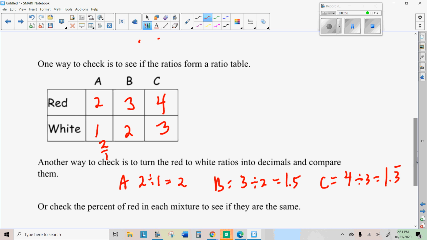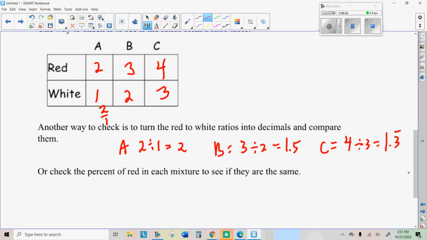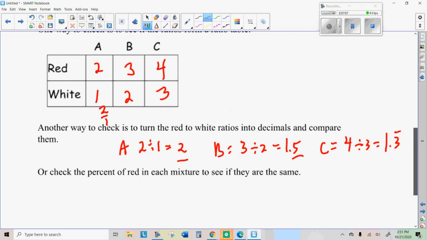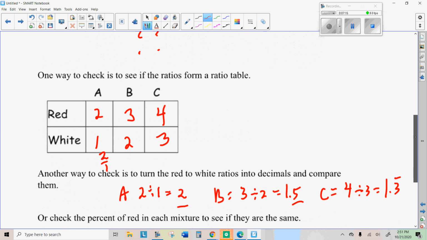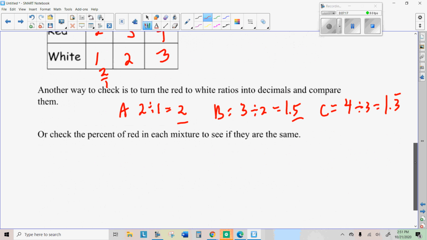Now, if it was proportional, then those numbers should all be the same, and they're not. So we're going to say, sorry, Brian, you are not correct here. You can't add the same amount to a ratio and expect it to come out the same.